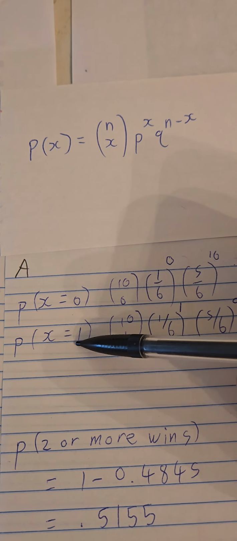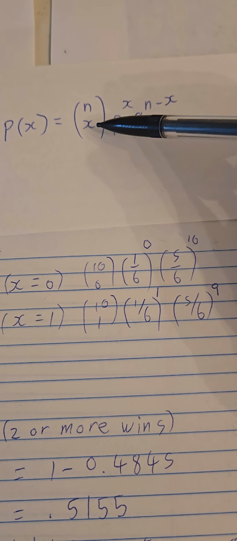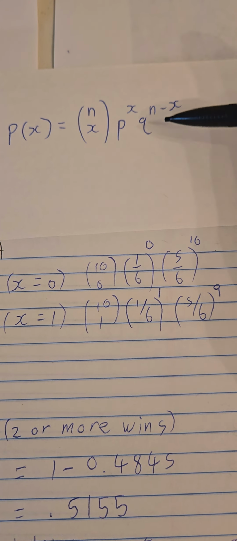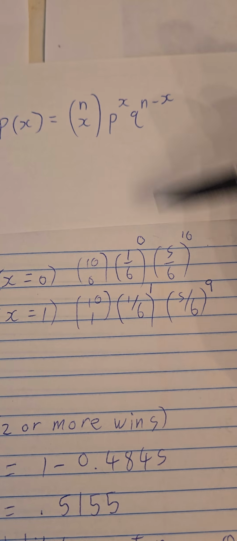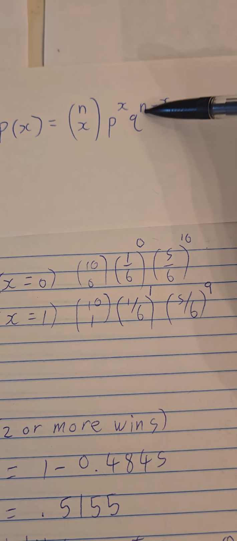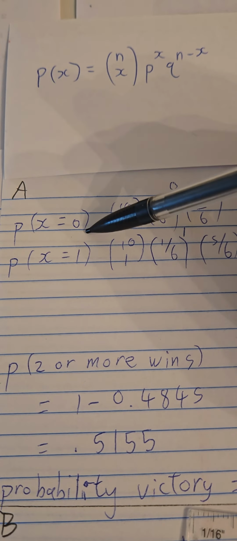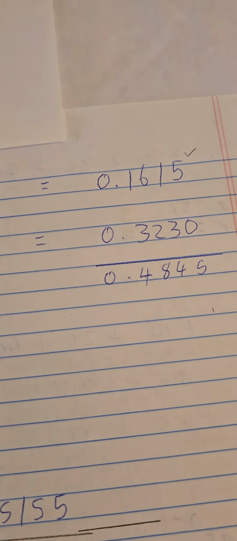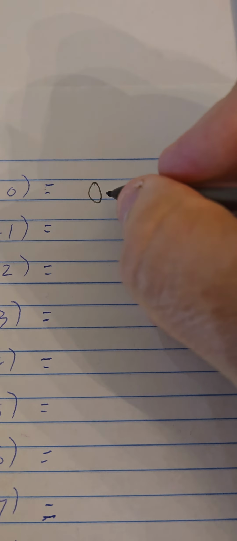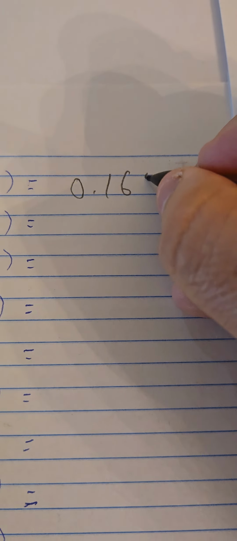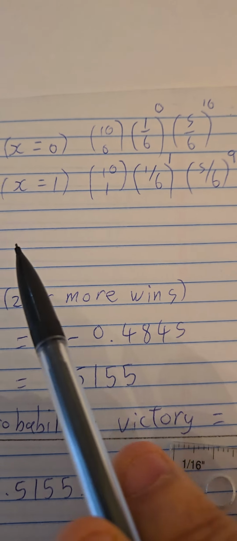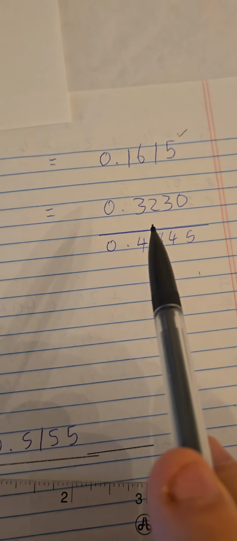The probability of x equals 1, I use the same formula, but I plug a 1 in for x. And here, q is 5 over 6, and n is 10, 10 minus 1, which is 9. And if I do the arithmetic with a calculator, the probability of x equals 0 is 0.1615. I could even write it here. And the probability x equals 1 comes to 0.3230.